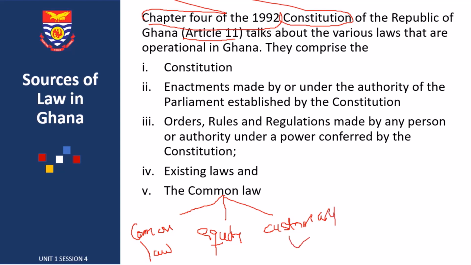So these are the three types of common law in Ghana. If you're talking about customary law, it is any law that is applicable to a particular community. That is what we mean by customary law.